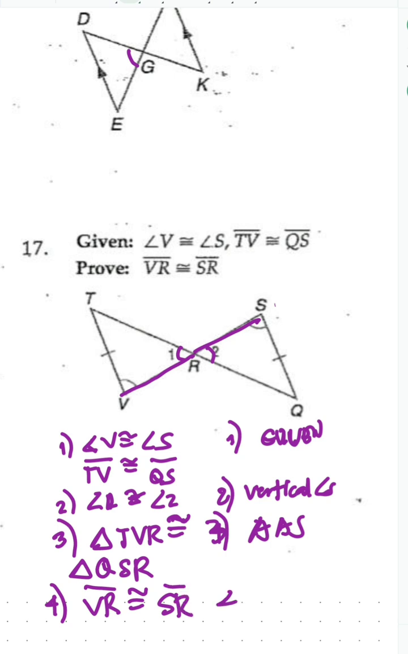I think this is still CPCTC because the 2 angles are already congruent, so that means this one is also congruent to the other one, and this side, the other side is also congruent. So congruent parts of congruent triangles are congruent.